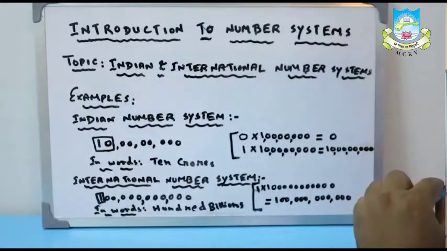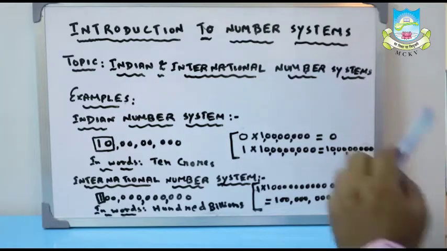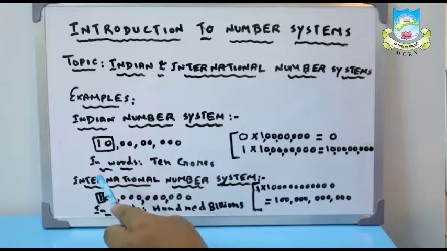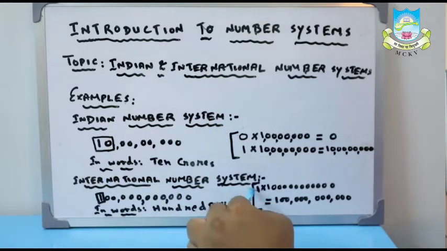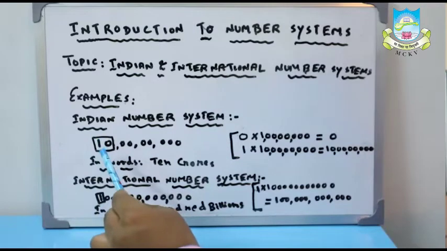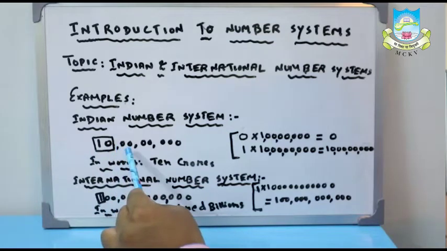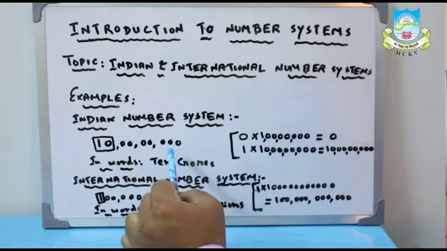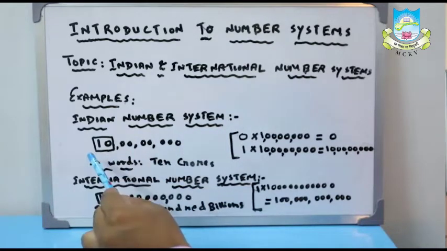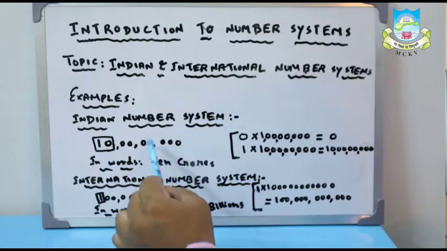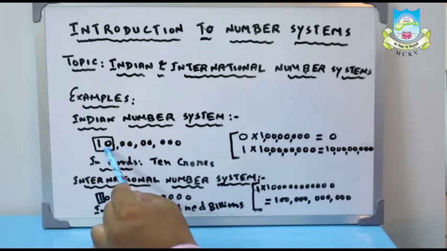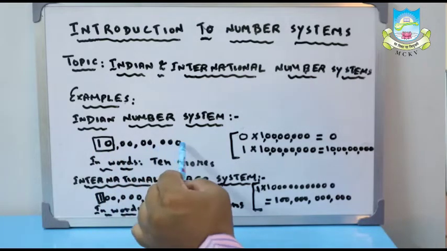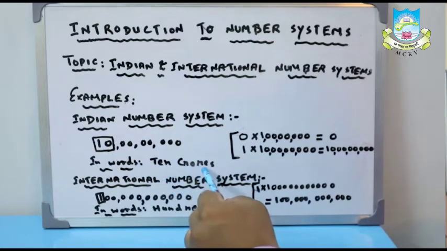So, let us now look at certain examples, one in the Indian number system and another in the international number system. See, I have given here a number reading as 1000000000. If you count the number of digits from right to left, we can see there are 1, 2, 3, 4, 5, 6, 7, 8, 9 digits in total. In words, this particular number is read as 10 crores.